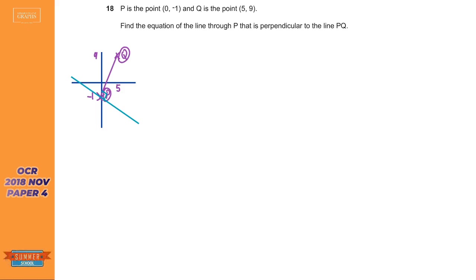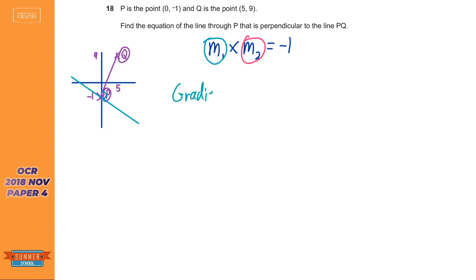Whenever you're working with perpendiculars, there's a rule that says if you multiply two gradients that are perpendicular to each other together, you get -1. We're going to use that rule to work out the gradient of the perpendicular line. You have to have a gradient to work it out, because if we know what that gradient is, then we can work out what the other one is. Simple as that.